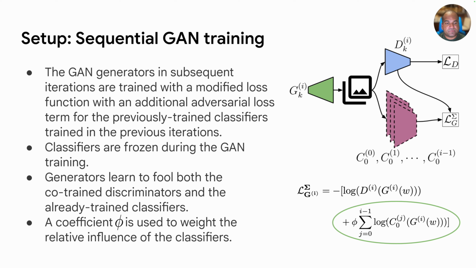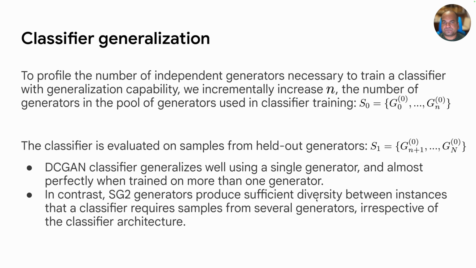these classifiers. And we can repeat this process over iterations. So in each iteration, the classifier is trained on the generators from the same iteration, but the generator is trained to fool a classifier from every preceding iteration. So this new term includes one classifier from every preceding iteration, and with this modification, the generator not only fools the co-trained discriminator, but also fools what's already learned by the classifiers. And this coefficient phi is used to weight the relative influence of the classifiers.